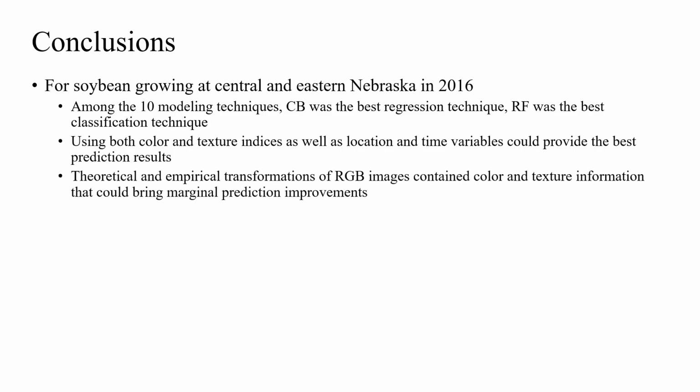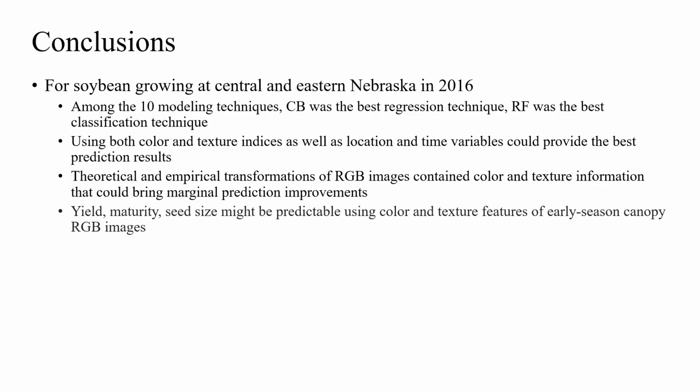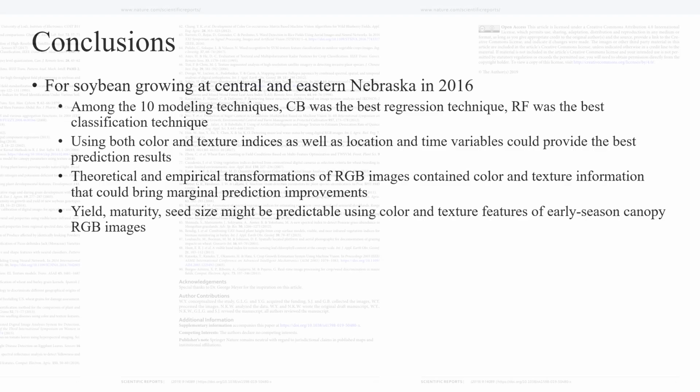Theoretical and empirical transformations of RGB images did contain additional color and texture information that could bring marginal improvements to prediction results. Yield, maturity, and seed size are the soybean traits that might be early predictable using color and texture features of early season canopy RGB images.